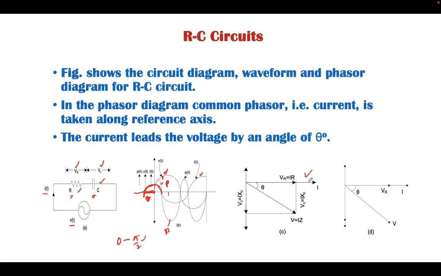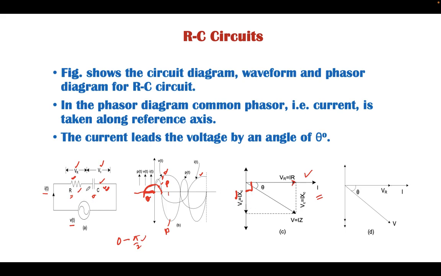Now considering these three waveforms, we can represent these quantities VR, VC and I with respect to space and time. Because this is a series circuit, R and C are connected in series, I is taken along the reference because the current is common in both the elements. The voltage drop across the resistance is VR, which will be in the same phase with the current because of the resistive drop. The voltage drop across the capacitor will be I into XC, and it will be lagging the current by an angle of 90 degrees, considering a pure capacitor.